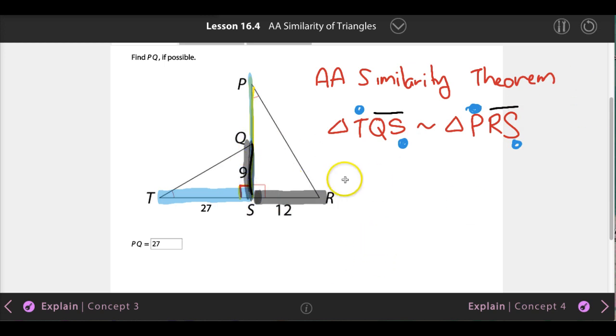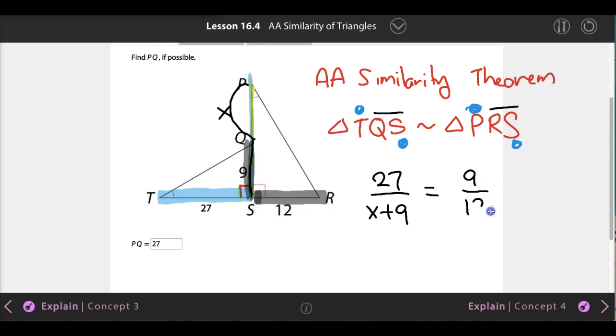So let's do this now. So what was TS anyway? TS is 27 over PS. PS is obviously, because we're trying to find this part over here, that would be X plus 9, okay? X plus 9. And that equals, okay, we just did the dots, right? So let's do the lines. QS. Where is QS? QS is here, and that's a 9 over, what's RS?